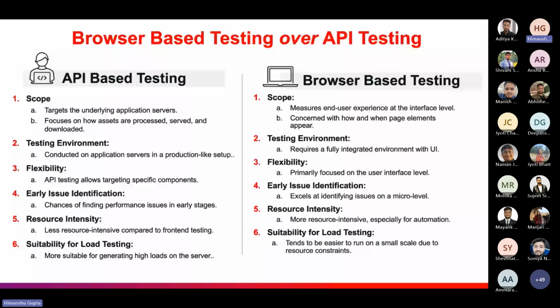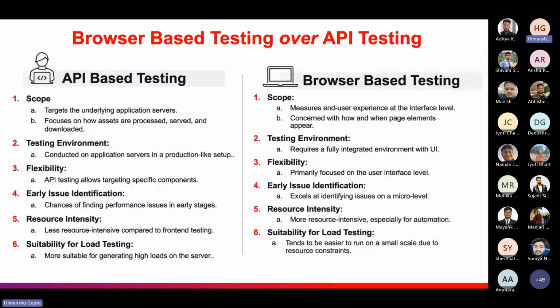So let's take an example. So here on the API-based testing, we can do this testing on the production level setup, like the UAT environment. For the browser-based testing, we will be needing a fully integrated environment with our application. Third is flexibility. So API testing allows targeting specific components, whereas browser-based testing primarily focuses on the user level interface.